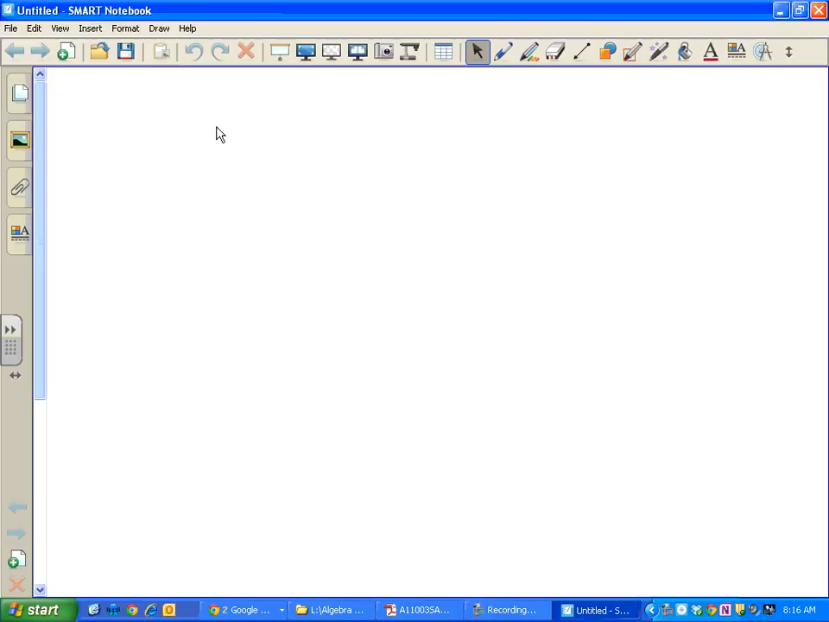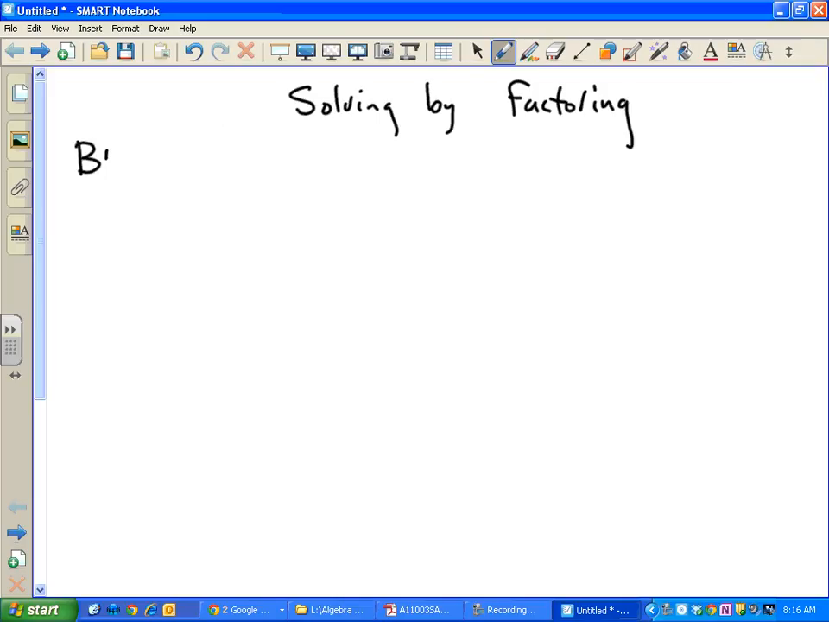Okay, so let's start with, this is called solving by factoring. So a little background first.